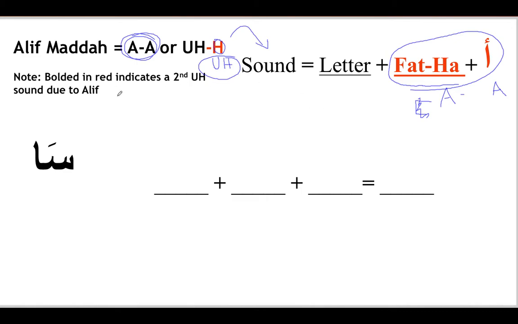Let's go on to this example over here. We have an example where we have a letter seen with a fatha over it, and then you have this stalk-like structure over here, which is actually an alif.